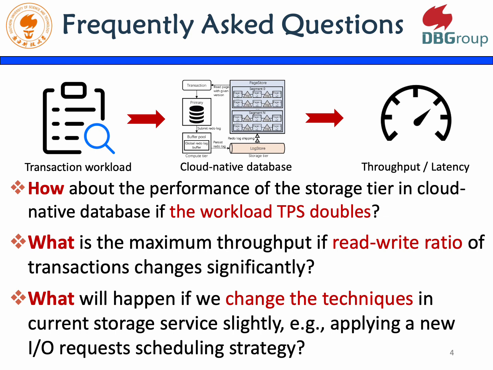Due to the importance of the storage tier, we are often concerned with how the storage tier will perform under different workloads and how different implementations of the storage tier influence the performance. For example, how about the performance of the storage tier in a cloud-native database if the workload TPS doubles? And what is the maximum throughput if the read-write ratio of transactions changes significantly? What will happen if we change the techniques in the current storage service slightly, for example, applying a new I/O request scheduling strategy? These what-if questions are important to the development of cloud-native databases, but they cannot be answered easily.